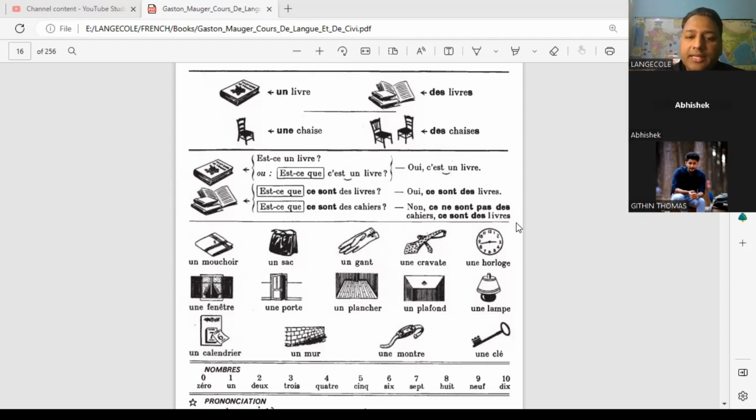So similarly, ask "un mouchoir." Mouchoir is handkerchief. Then you will confirm it. "Oui, c'est un mouchoir," right?